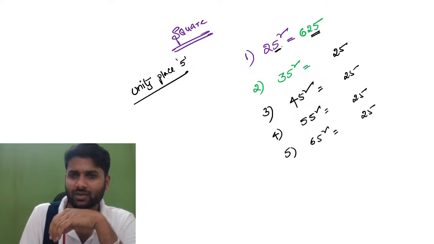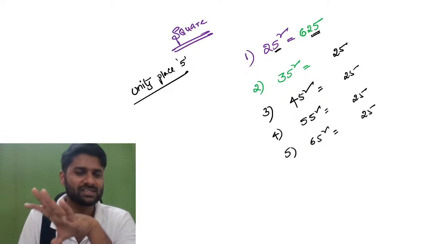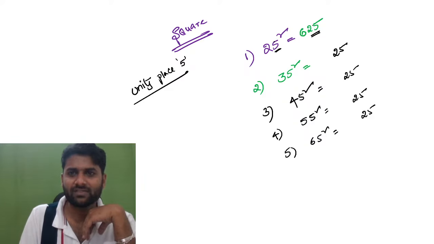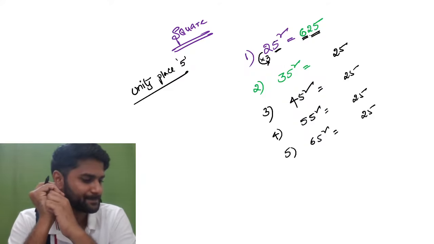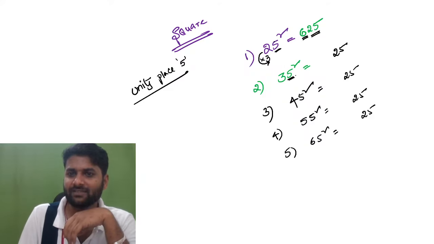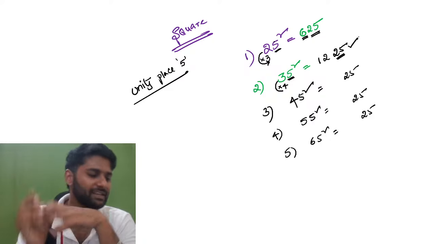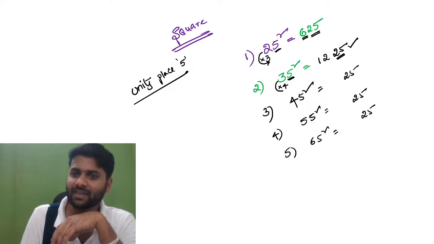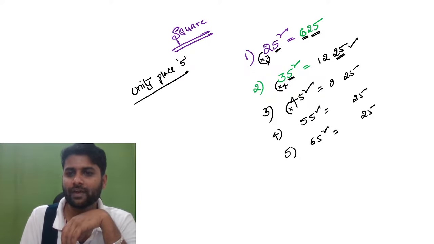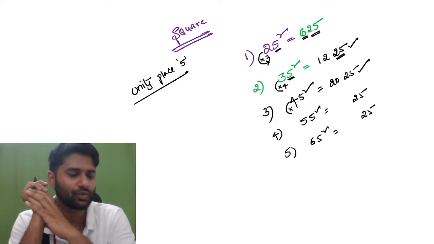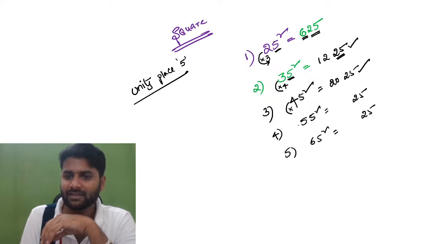Now let's take this example. If 25 square is equal to 625, what is your observation? If 5 square is 25, the next number after 2 is 3. If you multiply 2 into 3, you get 6. In the same way, 35 square: the next number after 3 is 4. 3 into 4 is 12, so the result becomes 1225. In the same way, 45 square. You already know the next number after 4 is 5. 4 into 5 is 20. So the answer is 2025.